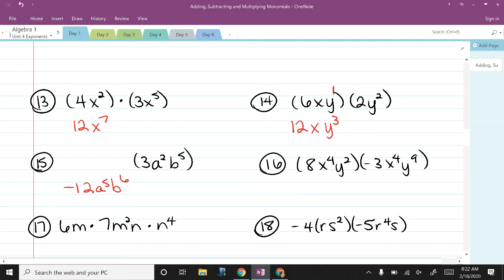Okay, number 16. Y'all copy that before it magically disappears. 8x to the 4th y squared times negative 3x to the 4th y to the 9th. So what are we going to multiply first? 8 times negative 3. What is 8 times negative 3? Negative 24. And then I multiply my x's, and that means I add them and get x to the 8. Same thing with my y's and get y to the 11.